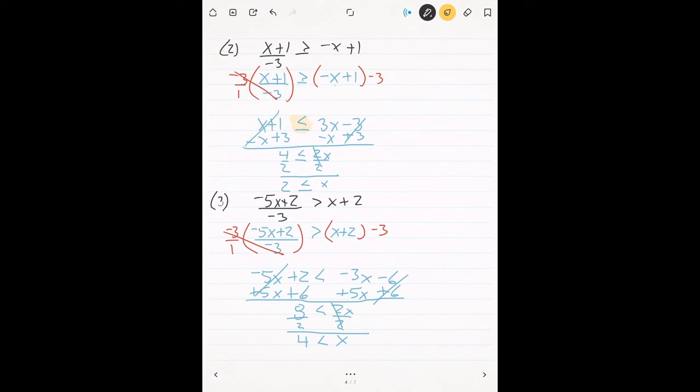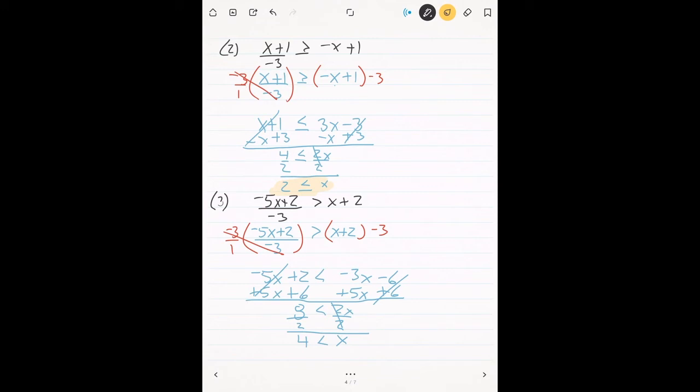Make sure you're comfortable. Anytime you multiply or divide by a negative, you flip the sign. Not if you subtract a number. If you add or subtract a number, you always leave the inequality sign. It's only if you multiply or divide by a negative that you flip. So we had to flip here, and then we just solved like normal. I isolated x to one side, everything with x to one, and everything without x to the other side, and solved to get 2 is less than or equal to x.